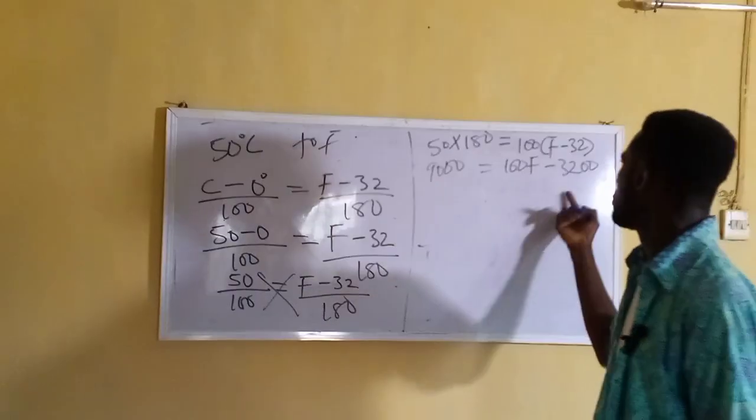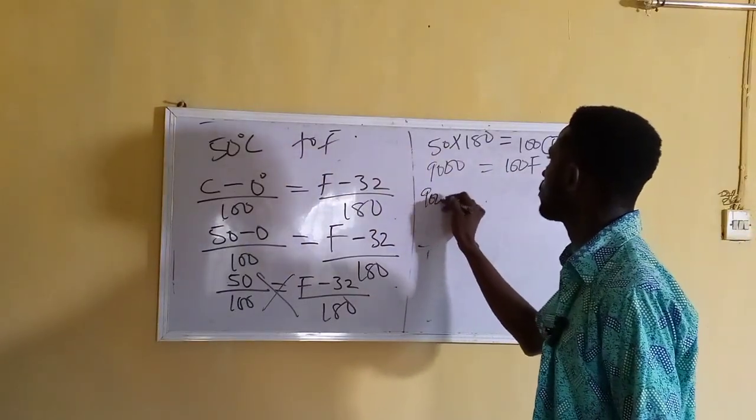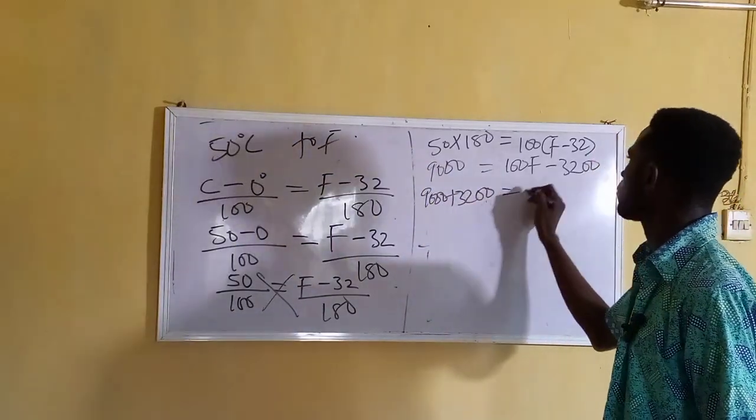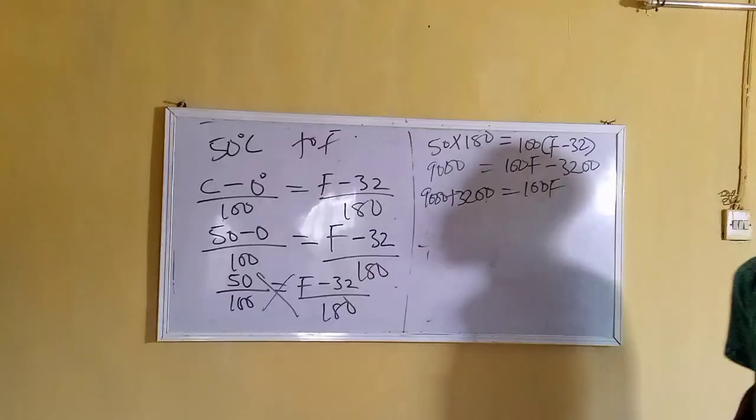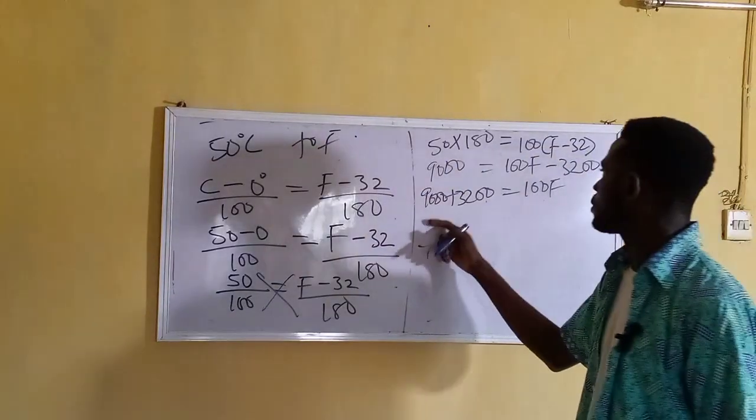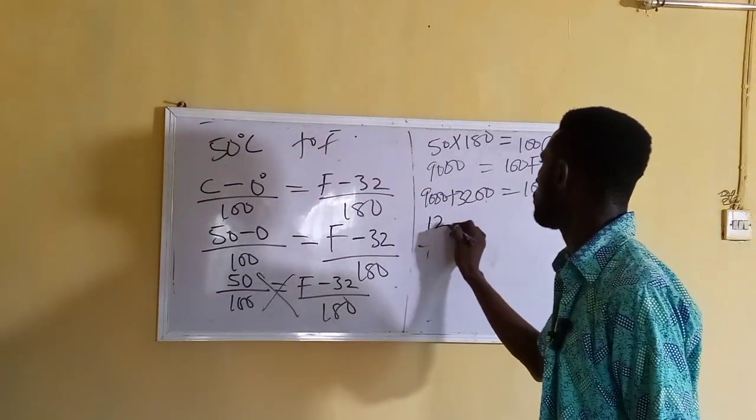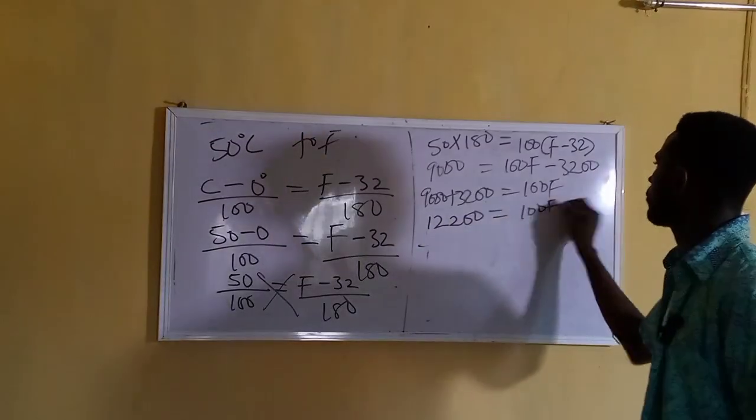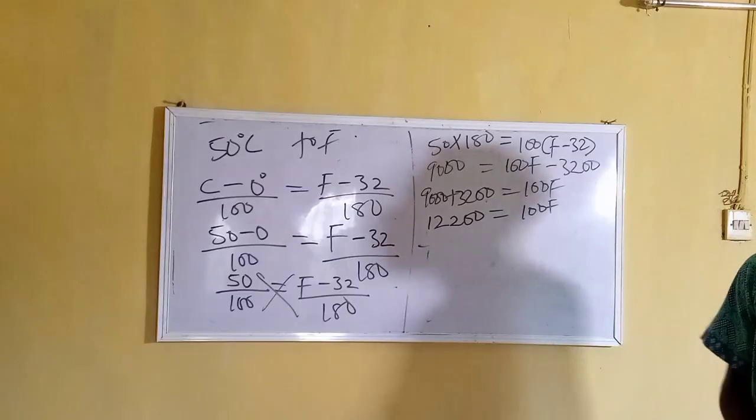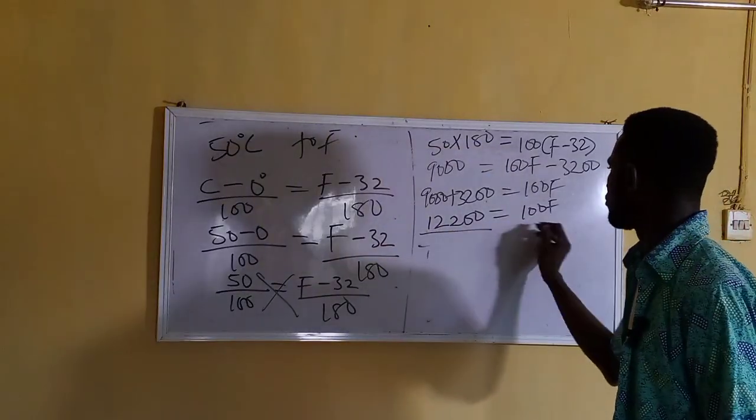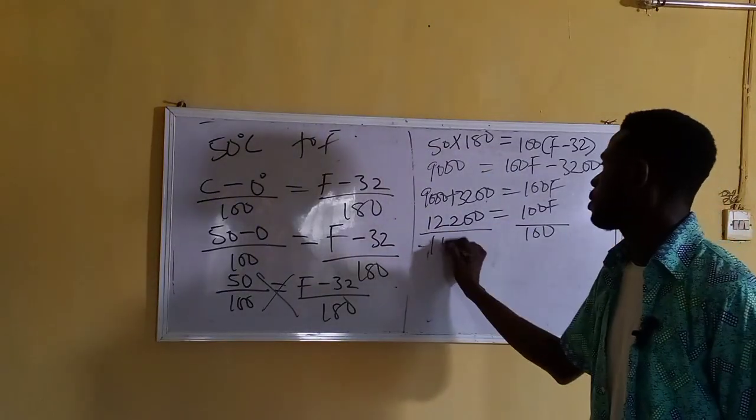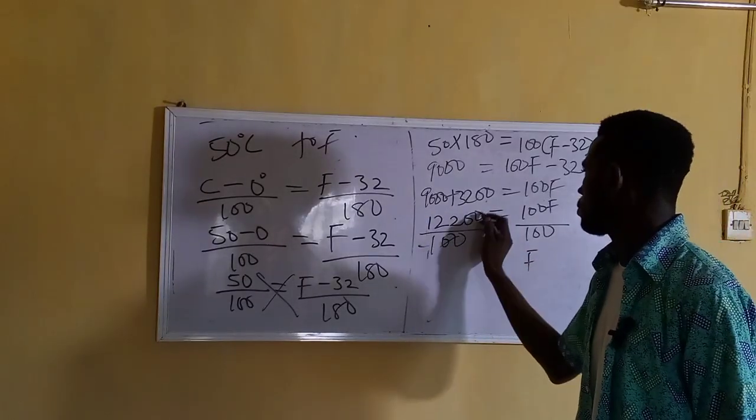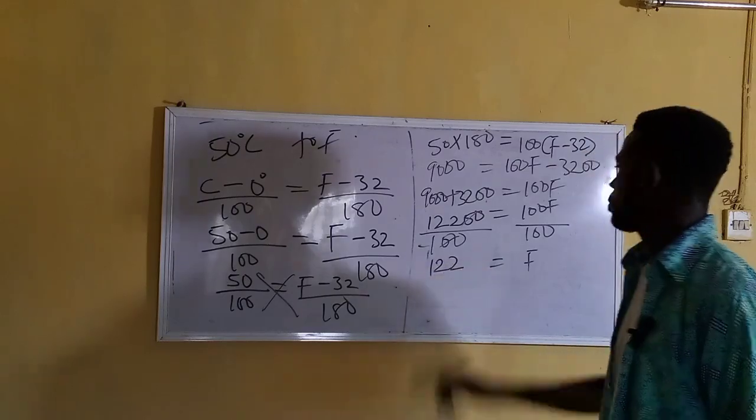Now, what's the next thing? We collect our like terms. When we collect like terms, this is going to give you 9,000, and this coming over here would be plus 3,200 equals 100F. When you carry out this calculation, this gives you 12,200 equals 100F. So what's the next thing? I'm going to find our F, so we divide by 100, and your F is equivalent to 122.